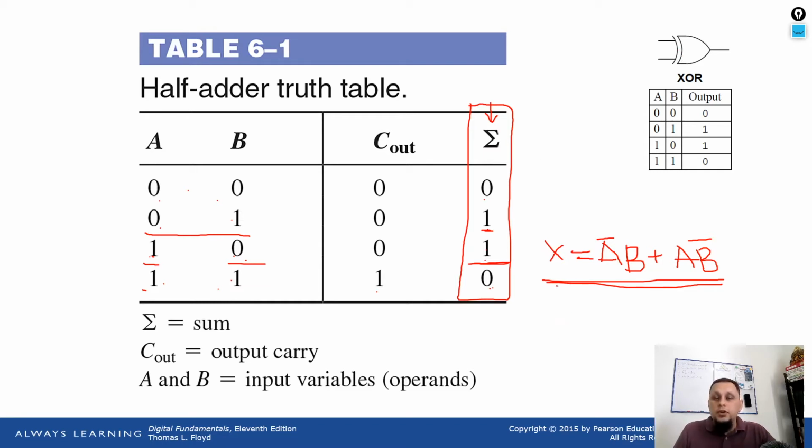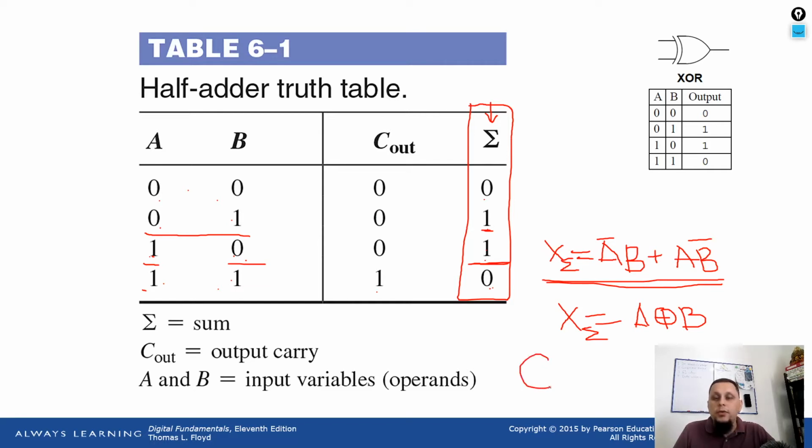Now, this one we can write as X equal to, in this case, not the X, actually this is the sum, right? So this is the sum output. So the X is equal to A XOR B. So you have two options to implement the sum here, okay? So this is the first.